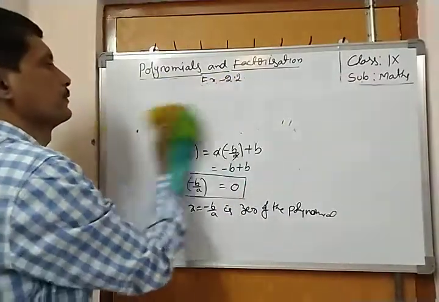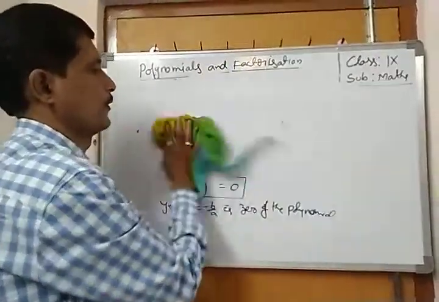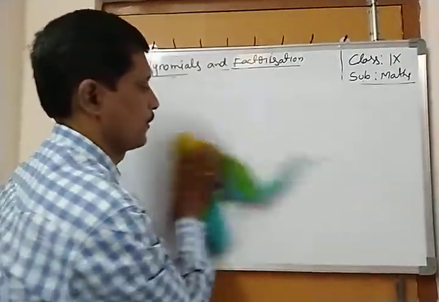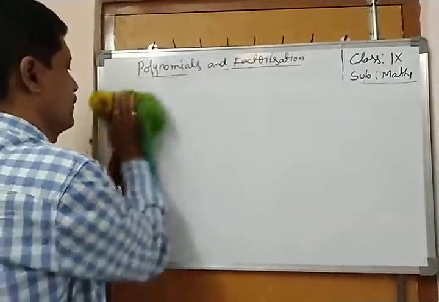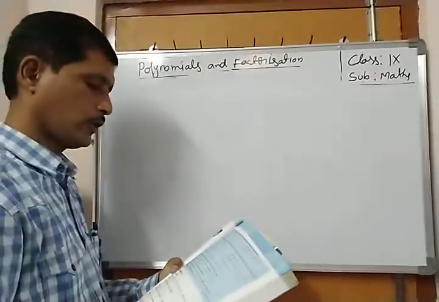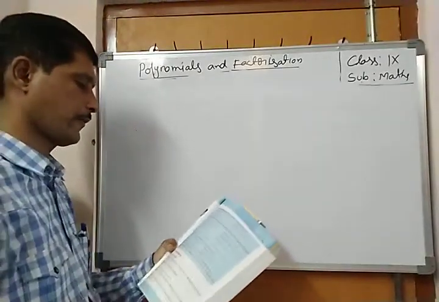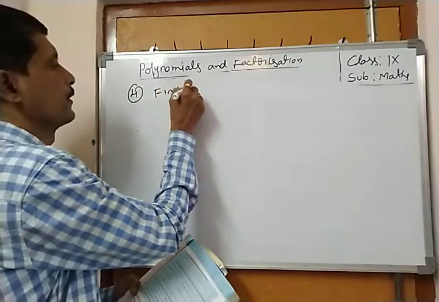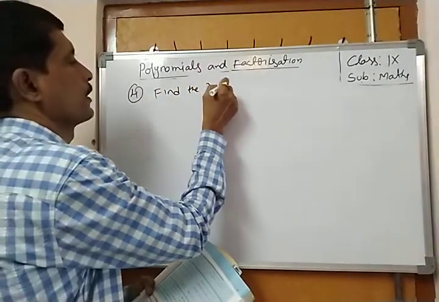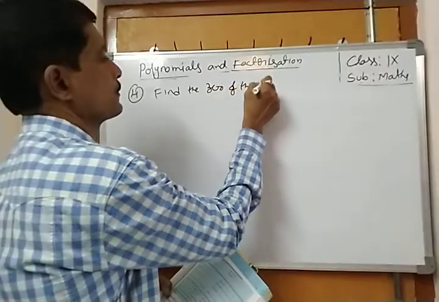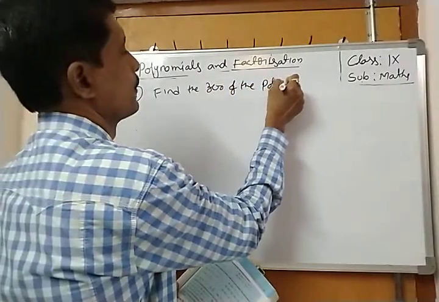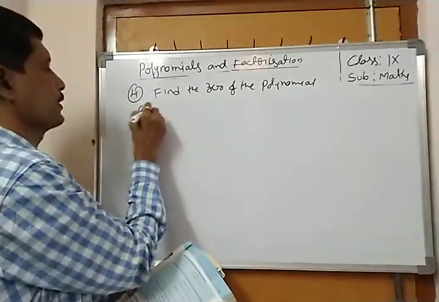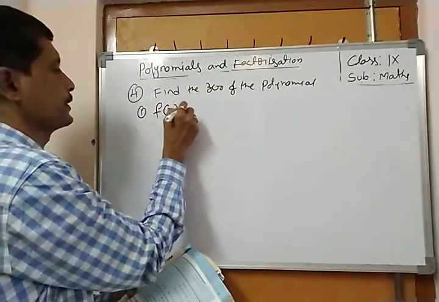Fourth question. Find the 0 of the following polynomial. First question, f of x equals x plus 2.